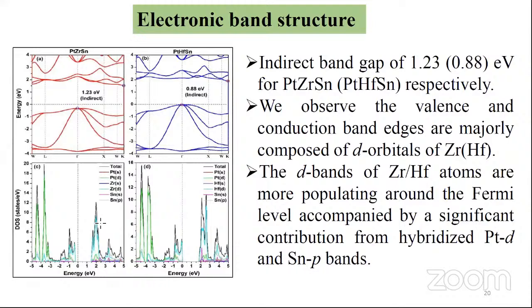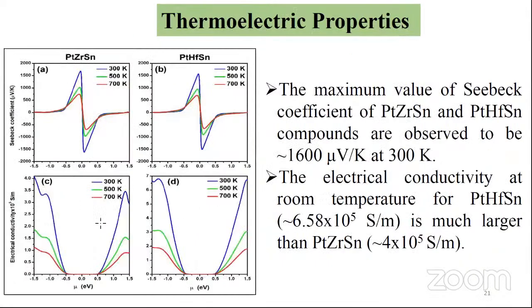There is also a significant contribution from the d orbital of the Pt atom and the p orbital of the Sn atom. Next, I will discuss some thermoelectric properties of these materials. First, I will discuss the Seebeck coefficient and the electrical conductivity of these materials.